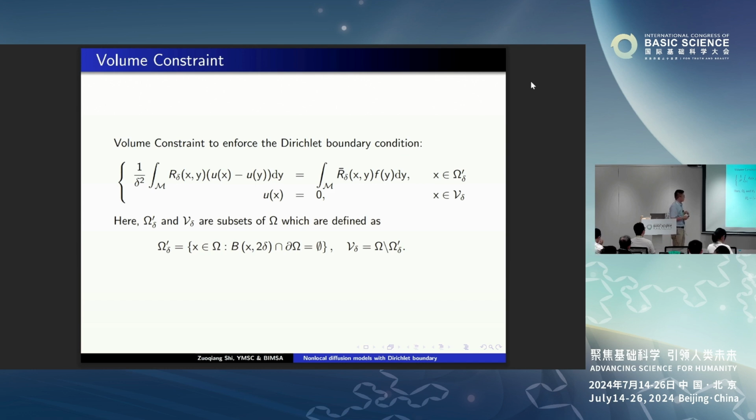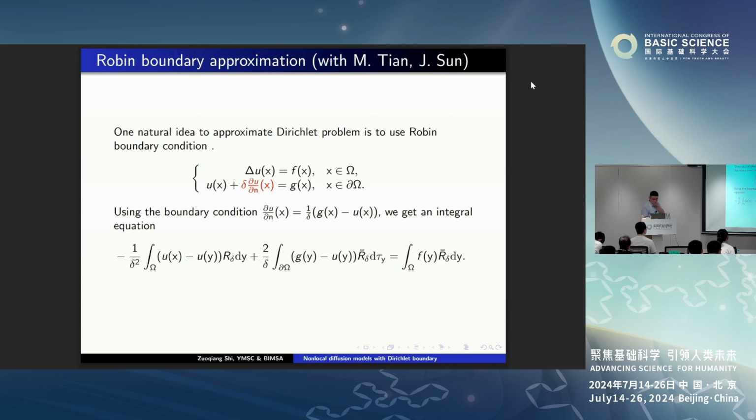However, in the volume constraint, we need to do some kind of extension from the boundary to a small area. For 0 or constant boundary conditions, it's easier to do that. But for general boundary conditions, it's not trivial to do this kind of extension, right? So is there any other approach to impose the Dirichlet boundary conditions? This is another model we will introduce.